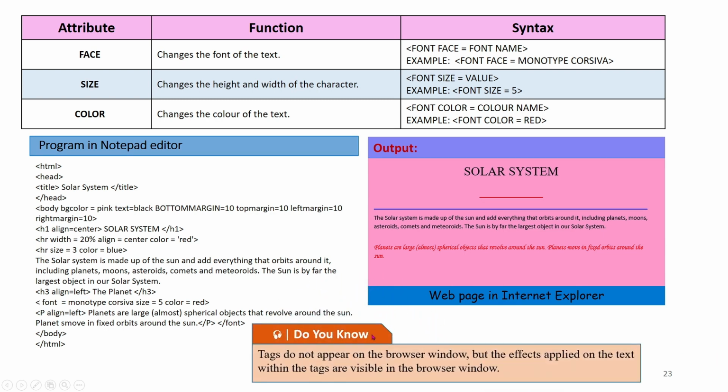Do you know, tags do not appear in the browser window, but the effects applied on the text within the tags are visible in the browser window. See, here also you can see these are the tags: head, title, HTML, H1, HR. Can you see anything written here with the name H1, HR? No. Only our text which we want to be displayed on the web page will appear here. The tags never appear on the web pages.